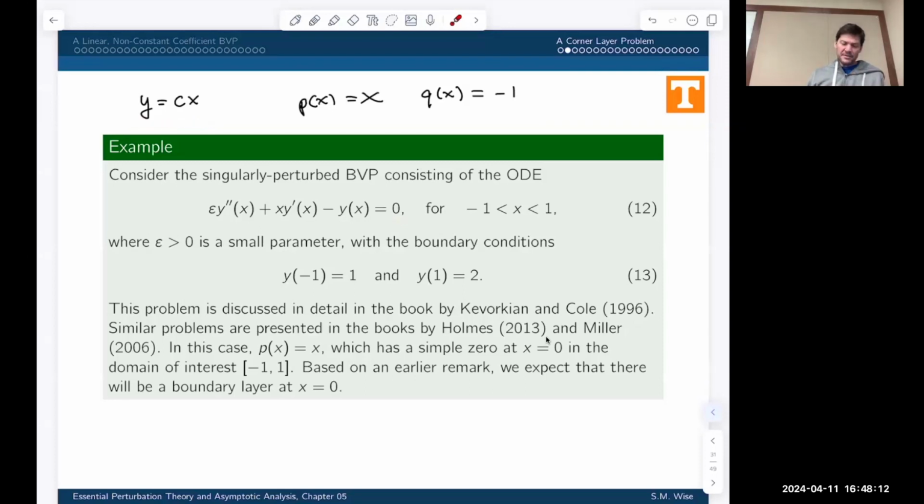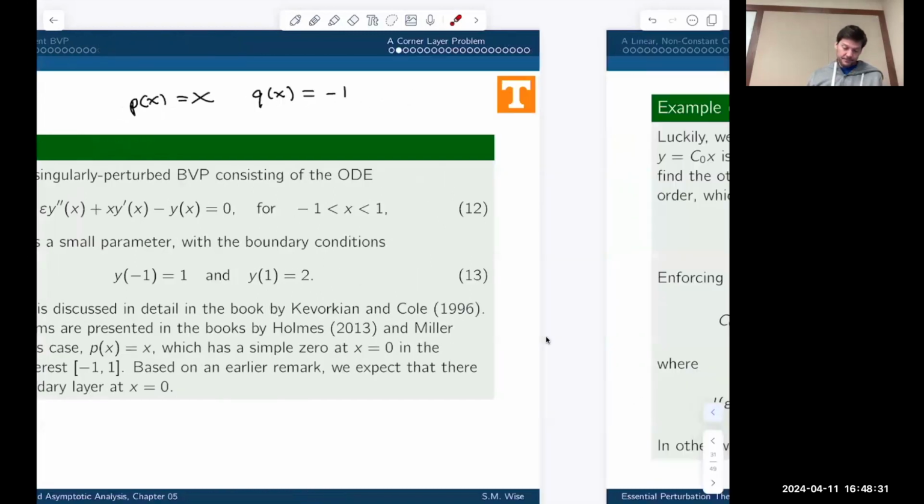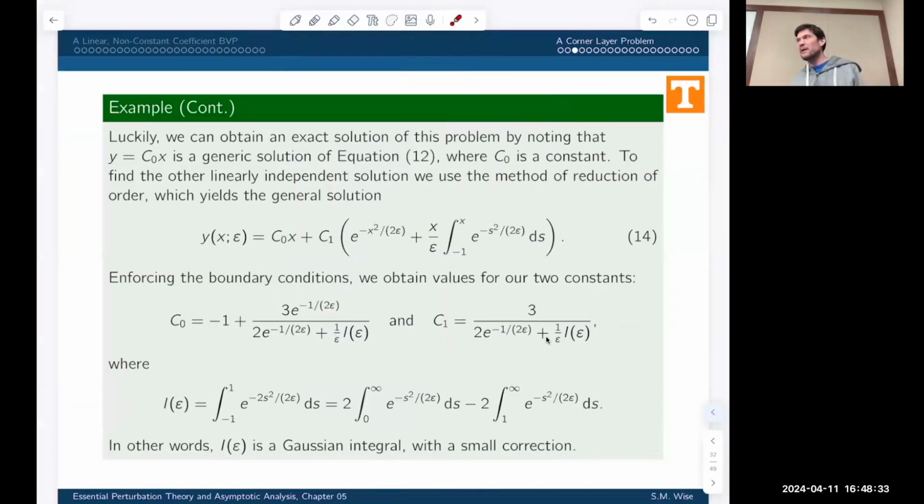Well, what do we know about second order linear non-constant coefficient problems, or linear second order ODEs in general? They must have two linearly independent solutions. So we've found one. So how do we find the other one? Well, there's a technique that you may or may not have heard of called the method of reduction of order.